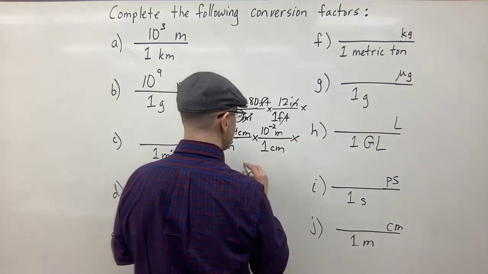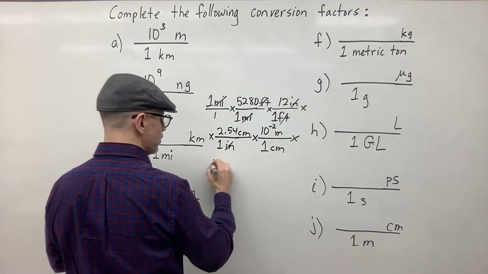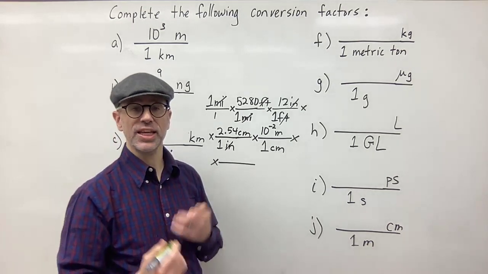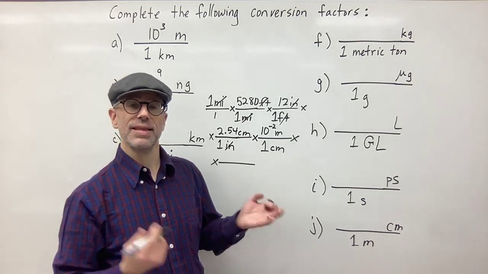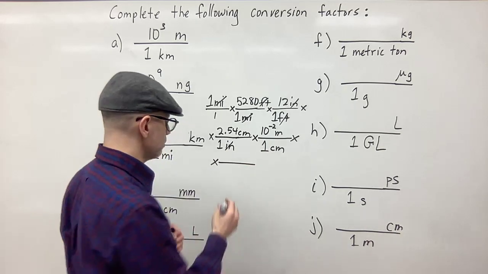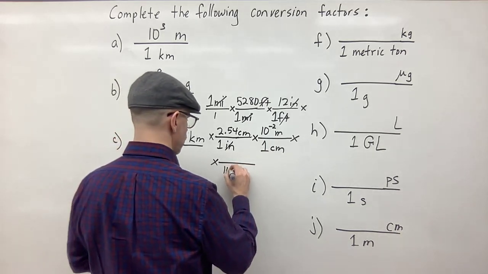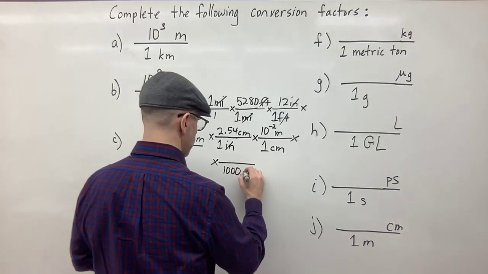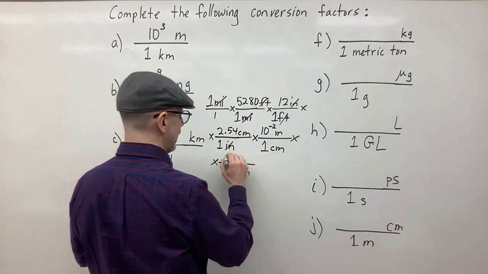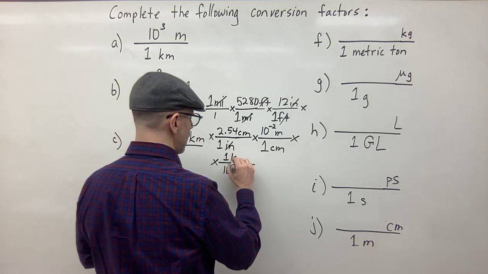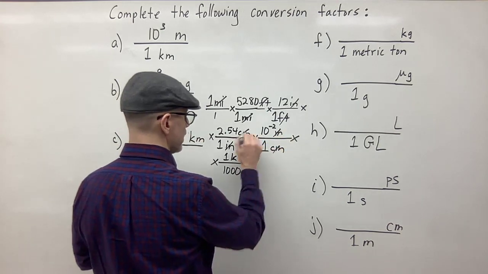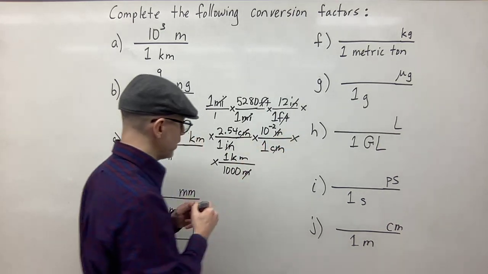And then finally, I'll continue down here for the sake of room. I can convert meters to kilometers. Kilo means 1,000. So 1 kilometer is 1,000 meters. So I'm going to put 1,000 meters, or 10 to the 3 meters on the bottom, and 1 kilometer on top. So now meters cancels out, centimeters cancels out, everything cancels out except for kilometers.